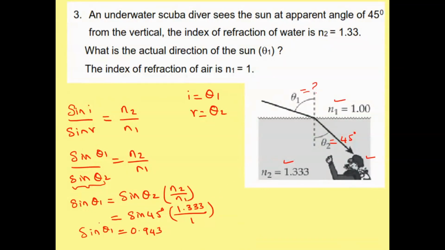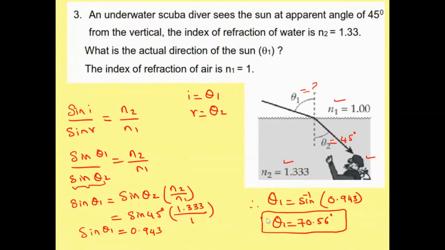Now if you want to find the answer for theta 1, you have to move the sine to the right hand side. By that, this sine will take the inverse of sine. Therefore, theta 1 is equal to sine inverse of 0.943. Clear? Inverse of sine of 0.943 gives the answer of 70.56. So theta 1 takes the angle of 70.56 degrees. This is the answer for the third question. Clear?